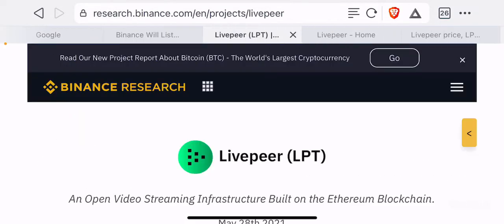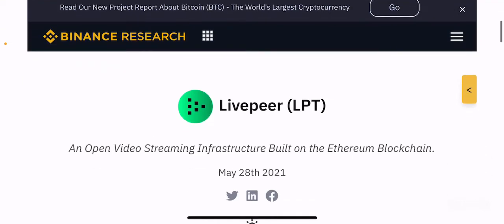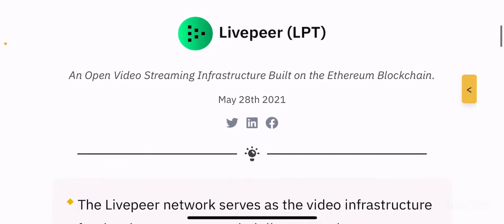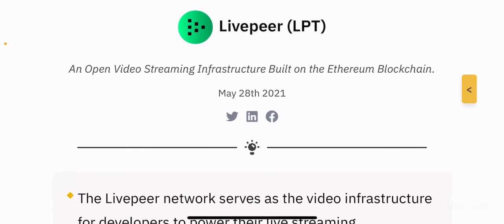And also, always let's look at the Binance Research page for Livepeer. Again, if you guys want to learn more about this project or get a quick peripheral understanding of it, then Binance Research is the page for you. You can go to research.binance.com and search for Livepeer in order to access information about this token, right? So what's Livepeer and what is the kicker for Livepeer? An open video streaming infrastructure built on the Ethereum blockchain. That's pretty much the main kicker for Livepeer.